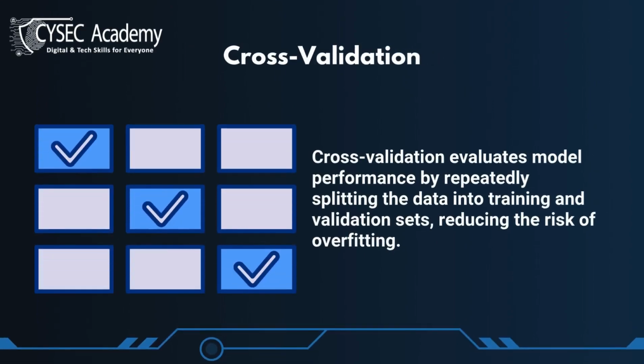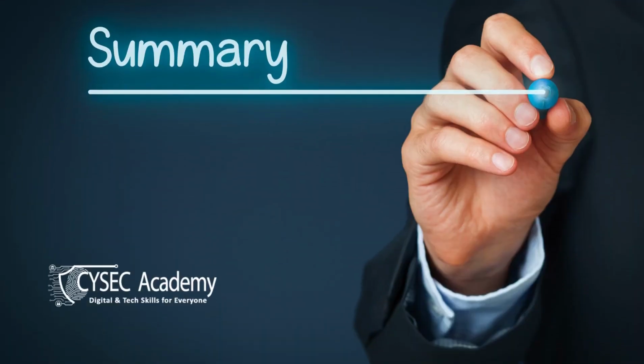4. Cross-validation. Cross-validation assesses model performance by repeatedly splitting data into training and validation sets, helping prevent overfitting. Procedure. Split the data into k-folds, train and evaluate the model for each fold, and average the performance metrics to select the best hyperparameters.